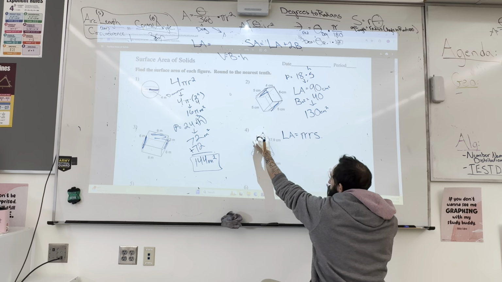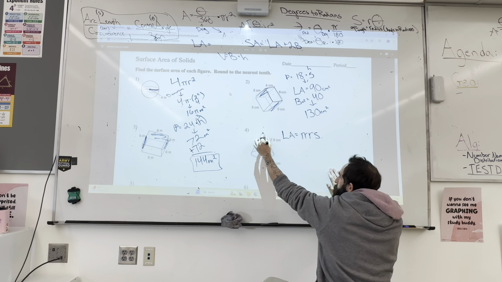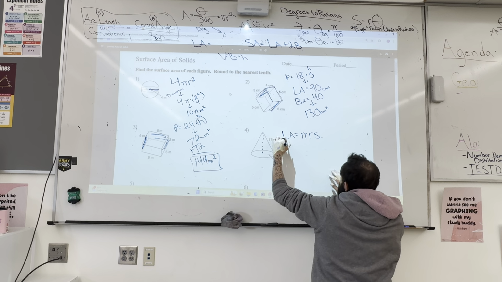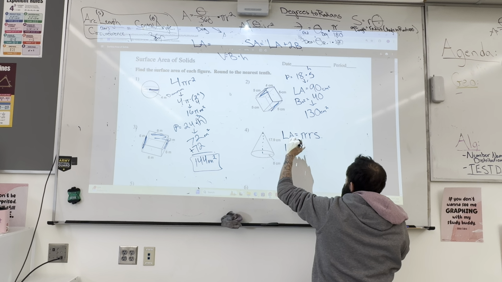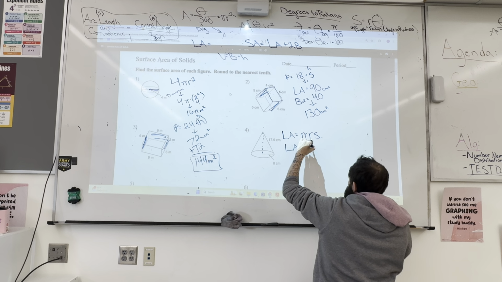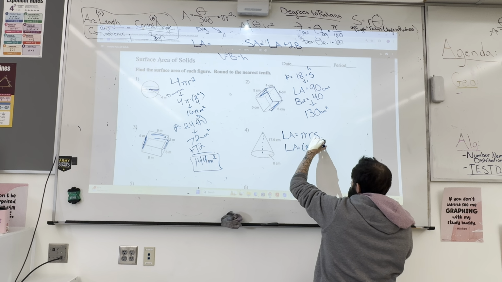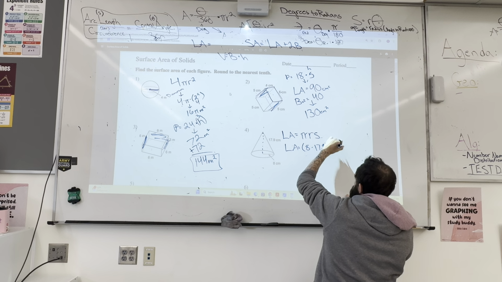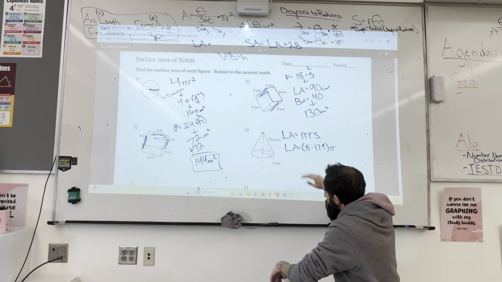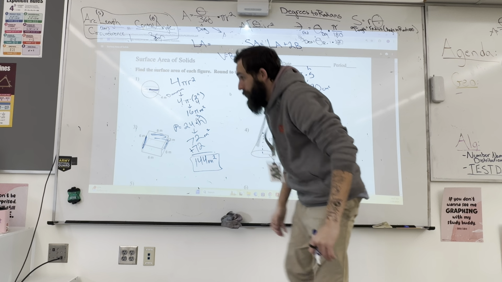It is not this height. It is not this height. It is the height of the slant. So the lateral surface area is the radius 8 times the slant height of 17.9 times pi. I want to leave pi in there. So we have 8 times 17.9. That's a calculator one for sure.